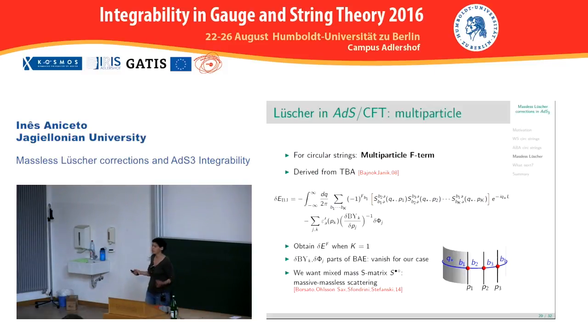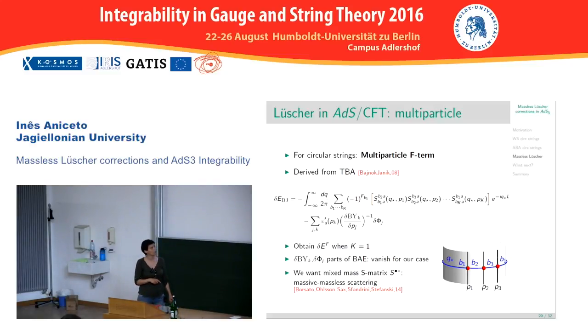But this is for one particle. For circular strings, we actually have K excitations, where K is of the order of L. And for that, we need the multi-particle F-term of Lüscher. That was derived from TBA by Bajnok and Janik. You can calculate this multi-particle F-term, and now what you have is a product of K S matrices. There are extra terms that come from parts of the Bethe ansatz, and for our case they're zero, so we won't be concerned about them.